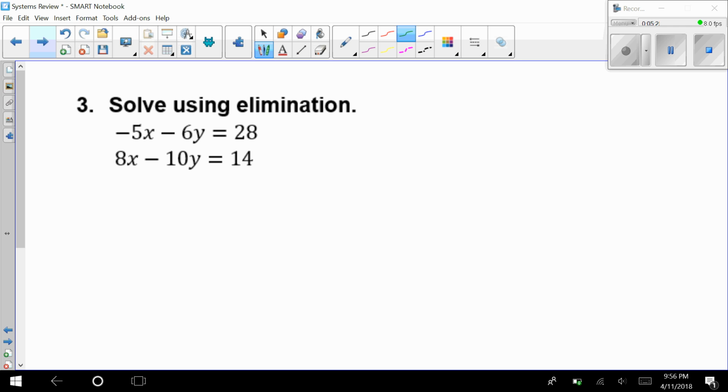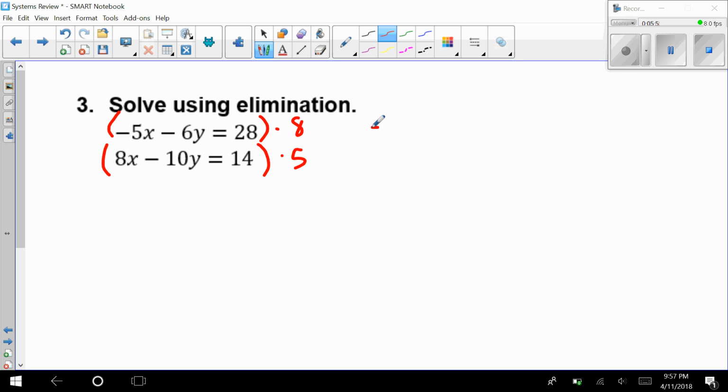The next problem says to solve using elimination. Remember, we like elimination when all variables have coefficients. None of these line up, so you get to choose what you want to eliminate. I'm going to eliminate the x's because one's positive and one's a negative. So I need my -5 and my 8 to have the same coefficient. Well, I know that the common coefficient would be 40. So I'm going to multiply the top equation by 8 and the bottom one by 5.